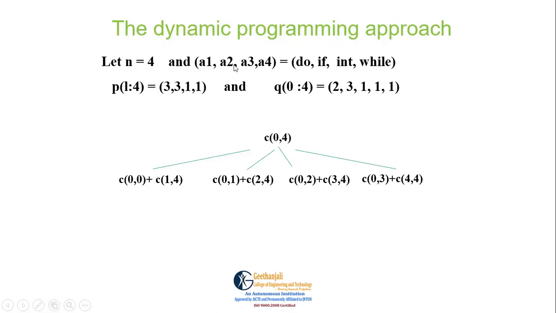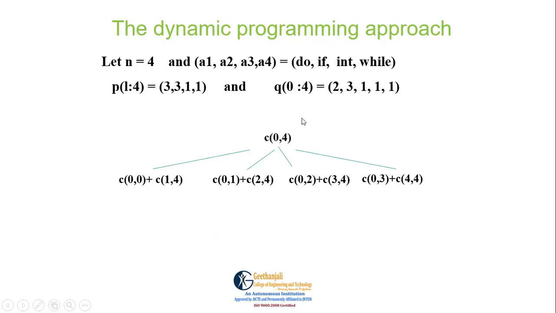So what is the probability of each element? p of 1 to 4, because there are 4 key elements, 3, 3, 1, 1. These are the frequencies of the key elements. Similarly, you may be searching for elements which are not in the tree, and the probabilities are q of 0 to 4. So q0 is 2, which means you are accessing elements from minus infinity to less than a1. These are the frequencies of unsuccessful search.